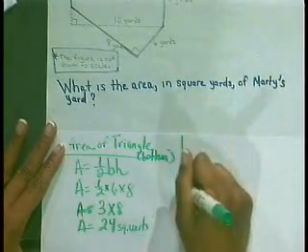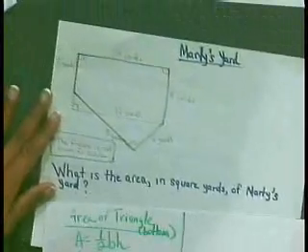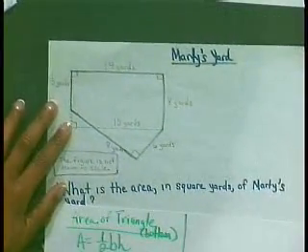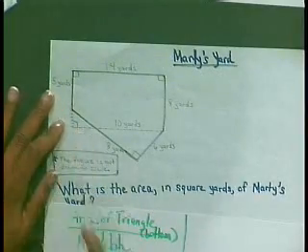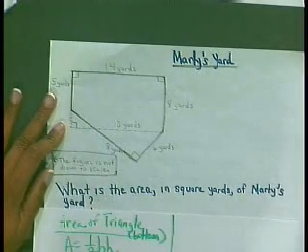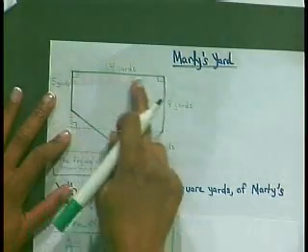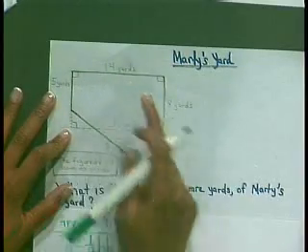Okay, now let's go to the smaller triangle. We have another small triangle. But notice there are no numbers for this small triangle. So we must figure out from the numbers given what the value of the base and the height is for this small triangle. If I look on top, the length of this top line is 14 yards.